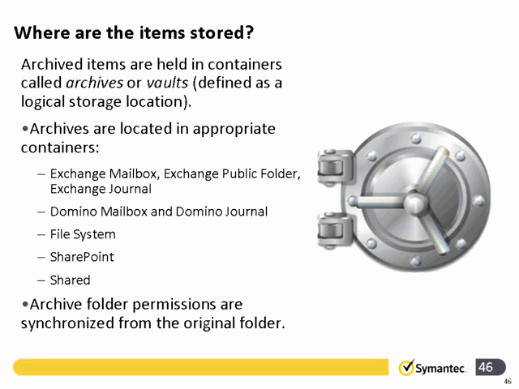The archives are located in an appropriate container. And these containers are going to be vault store groups and vault stores, which are logical containers, as well as a physical container called a vault store partition. And these containers can contain, again, the Exchange mailbox, journal, public folder, your Domino mailbox or journal folders, SharePoint, and file system. There is a special type of archive, though, that's called a shared archive.